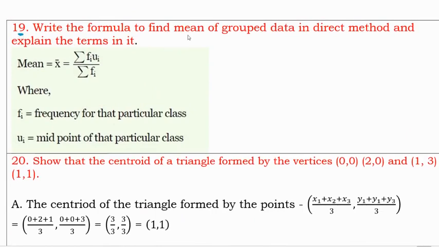19th, explain the formula to find mean of grouped data in direct method and explain the terms. So in direct method, mean formula is x bar is equal to sigma fi xi by sigma fi, where fi is the frequency for that particular class, xi is the mid value of that particular class.